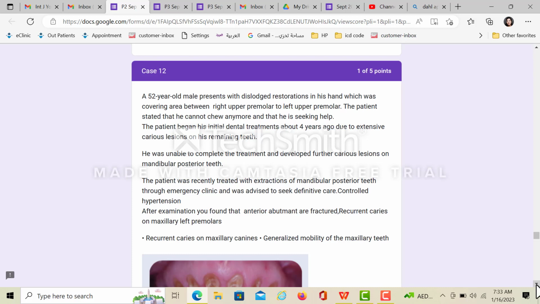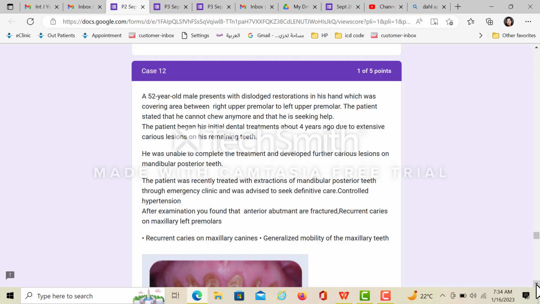The patient began his initial dental treatments about 4 years ago due to extensive caries lesions on his remaining teeth. So he had a lot of caries and initial treatment had started around 4 years ago. But he was unable to complete the treatment and developed further carious lesions on the mandibular posterior teeth. Fair enough. The patient was recently treated with extractions of the mandibular posterior teeth through the emergency clinic and was advised to seek definitive care. Definitive means a long-term solution. He has controlled hypertension. So because it's controlled, he's as good as a normal patient.